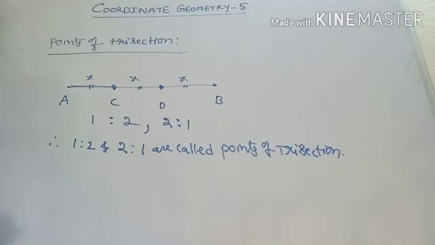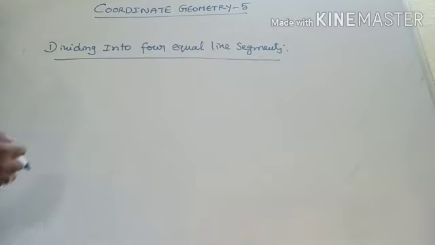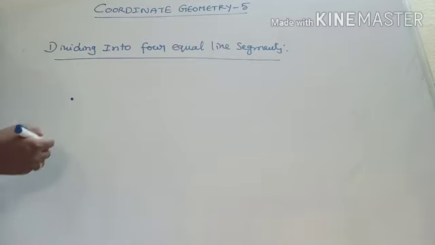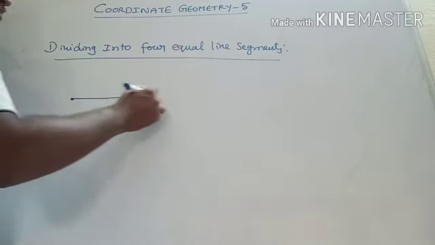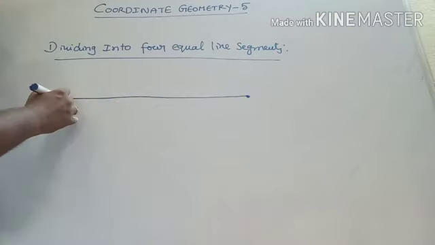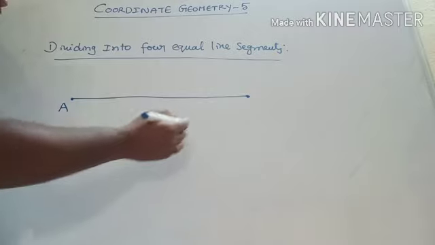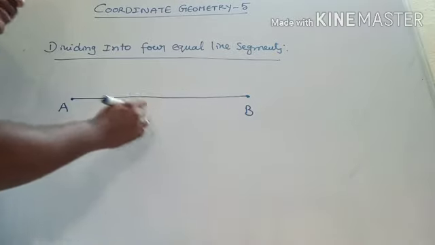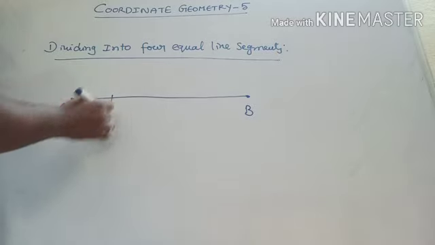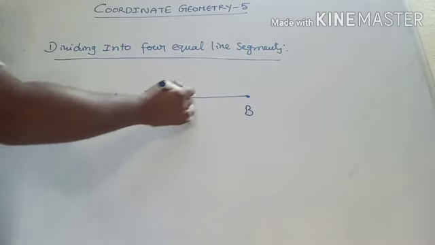Suppose we have another one: dividing one line segment into 4 equal parts. Like points of trisection, where you divide the line segment into 3 equal parts, now you are going to divide this into 4 equal parts. For that, how many cuts are required? 3 cuts are required, like this, right?